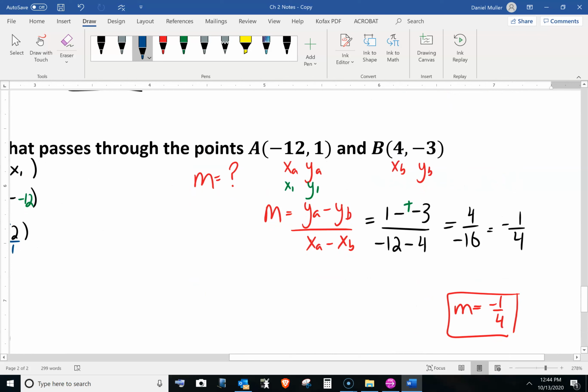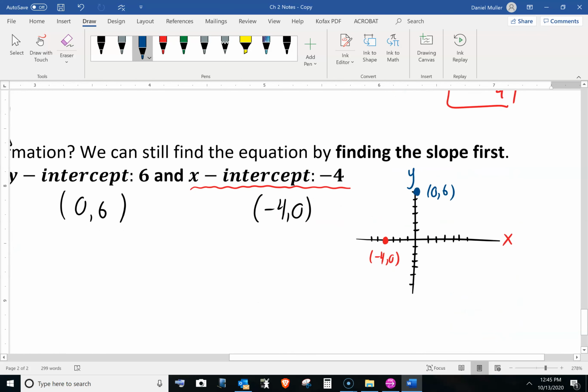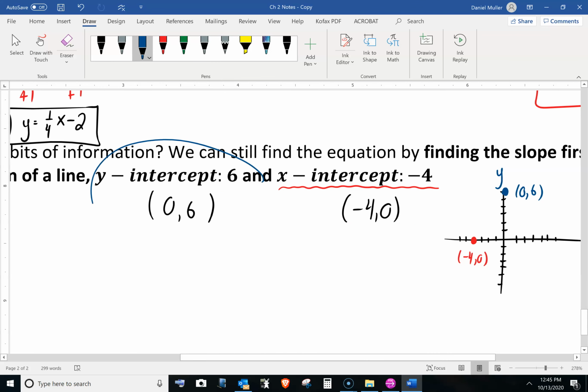Here it is, -12 and 1. Or here it is, 4 and -3. But this one, I tried to disguise it a little bit. I wrote a y-intercept of 6, but it's really just 0, 6. And you can graph that if you want, and you can see those 2 points. So, now that we have the 2 points, again, we're not given any slope. So the slope is unknown.